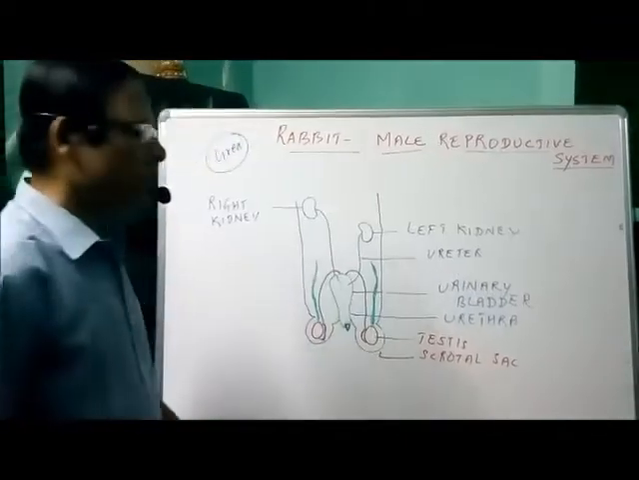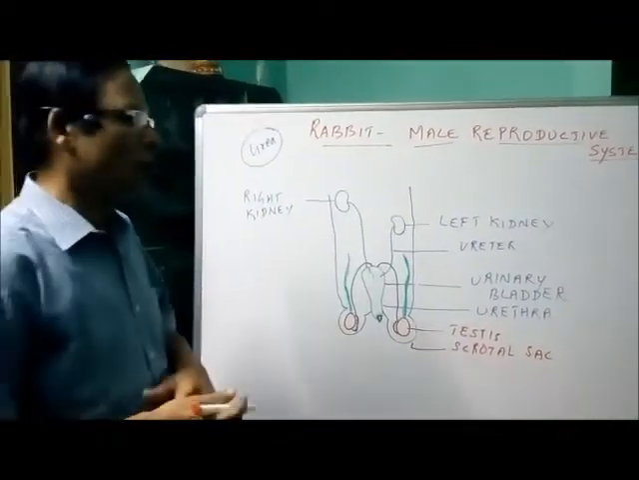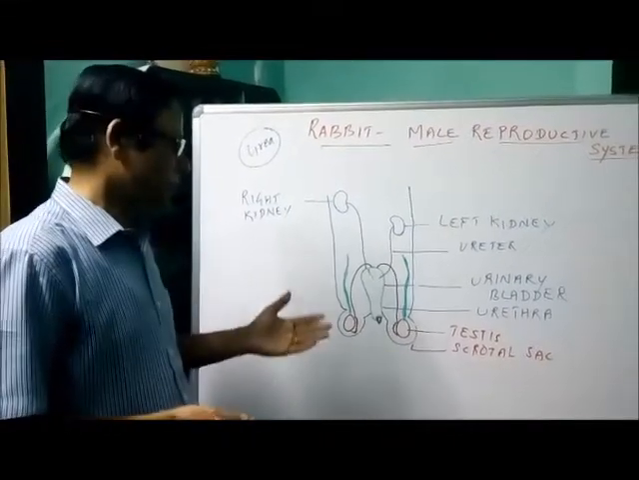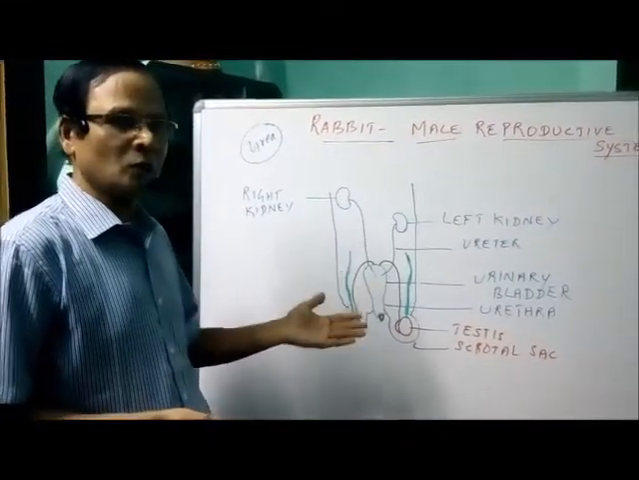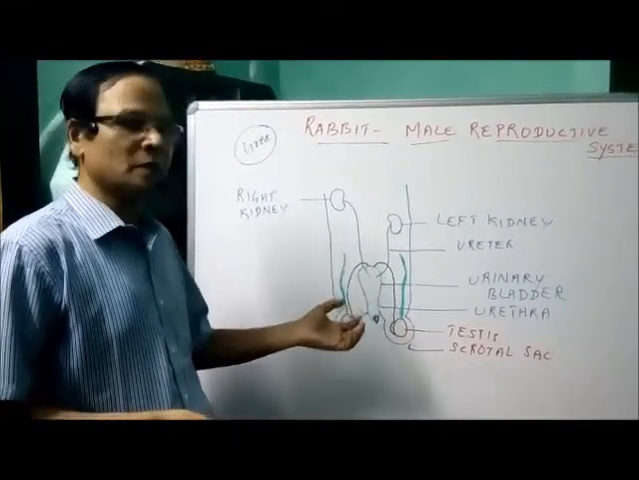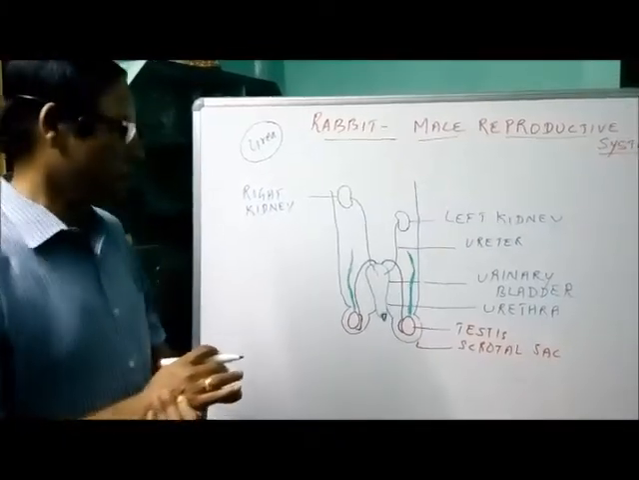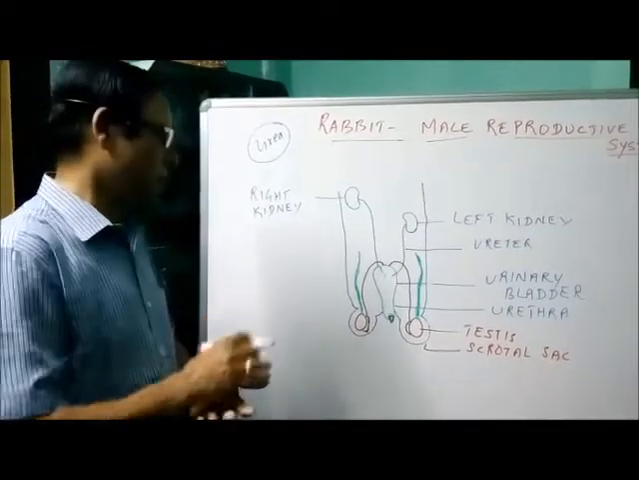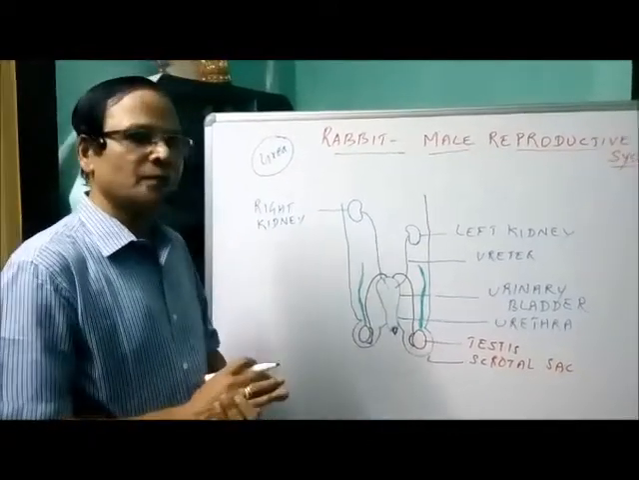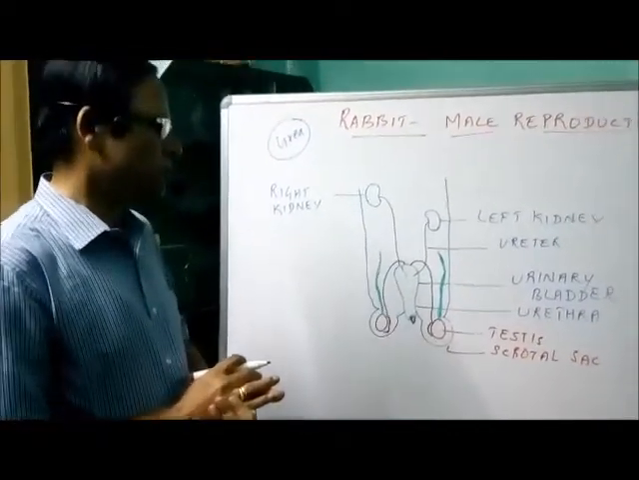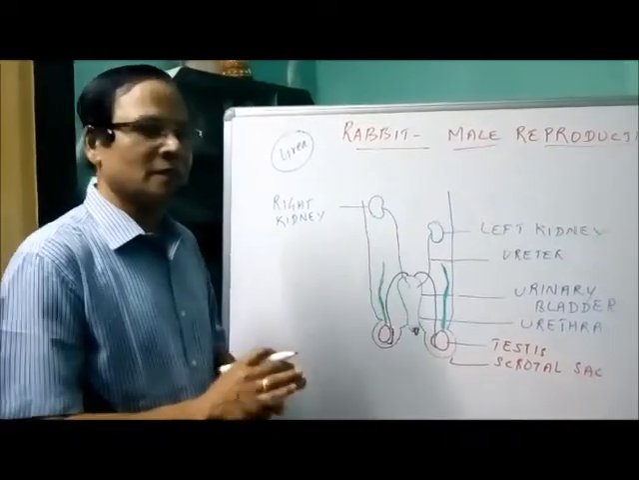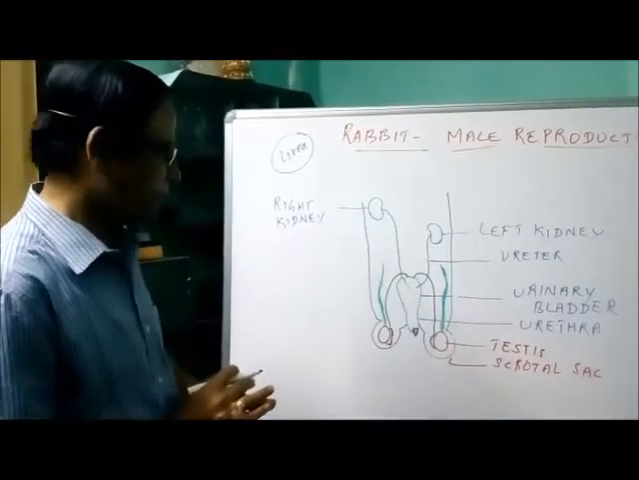So the scrotal sac is one of the important characters of male vertebrates. The presence of a scrotal sac is particularly not in all vertebrates, specifically speaking in the case of mammals, and it may be absent in some mammals. So there is a pair of testes, ovoid in nature, placed in the scrotal sac or in the abdominal cavity.